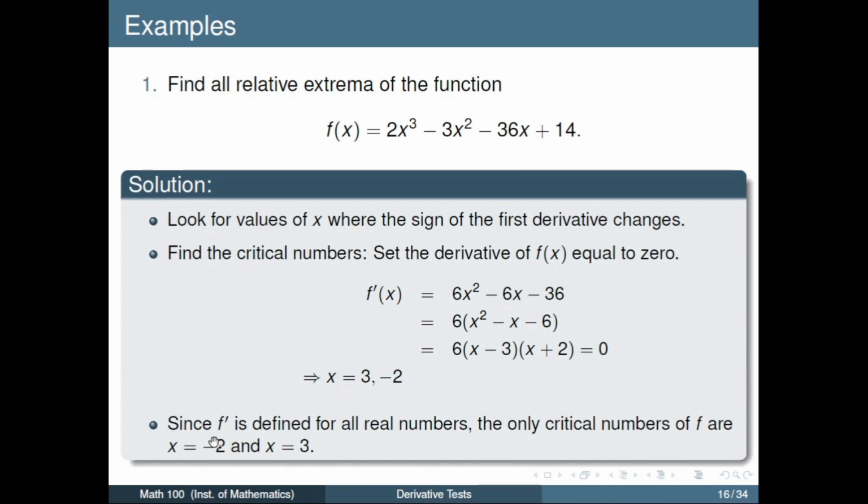Okay? So again, as I've said, since f prime is defined for all real numbers, then the only critical numbers of f are x equals negative 2 and x equals 3. Okay?